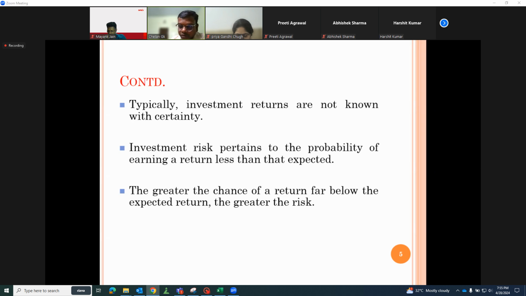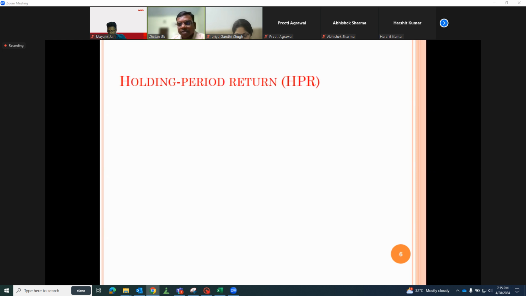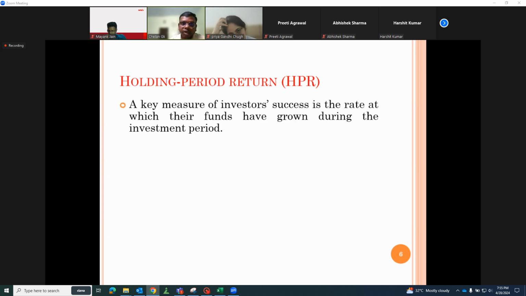Somebody also pointed this out beforehand. The greater the chance of return far below the expected return, the greater the risk. Okay, so let us now understand what is holding period return. Please concentrate from now onwards, because theory is over now. Now we are using Excel to compute certain real life situations, right? A key measure of investor success is the rate at which their funds have grown during the investment period.